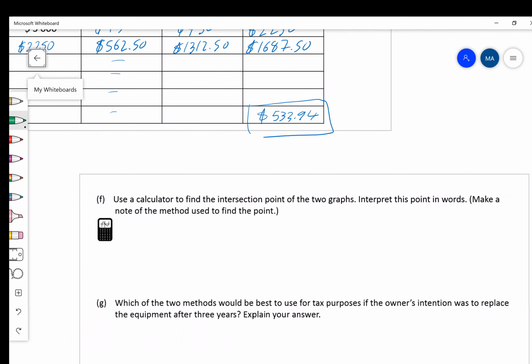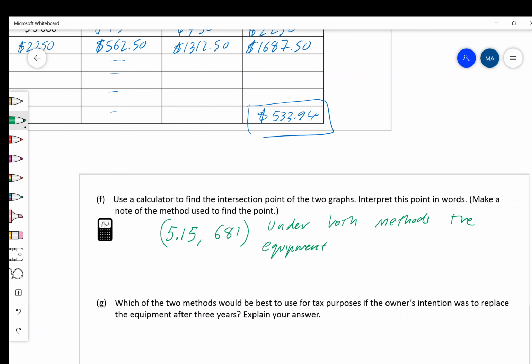Okay, so our point of intersection is 5.15, 681. This means that under both methods, the equipment is worth $681. Okay, very nice. So last question here.